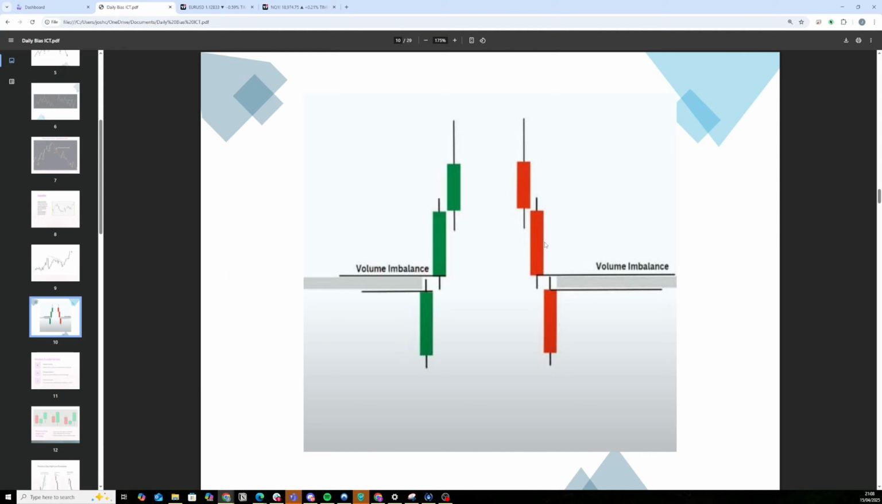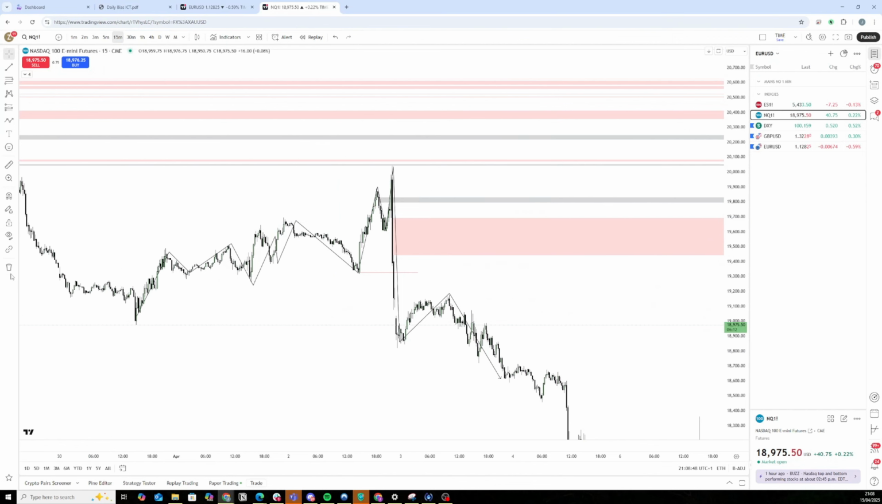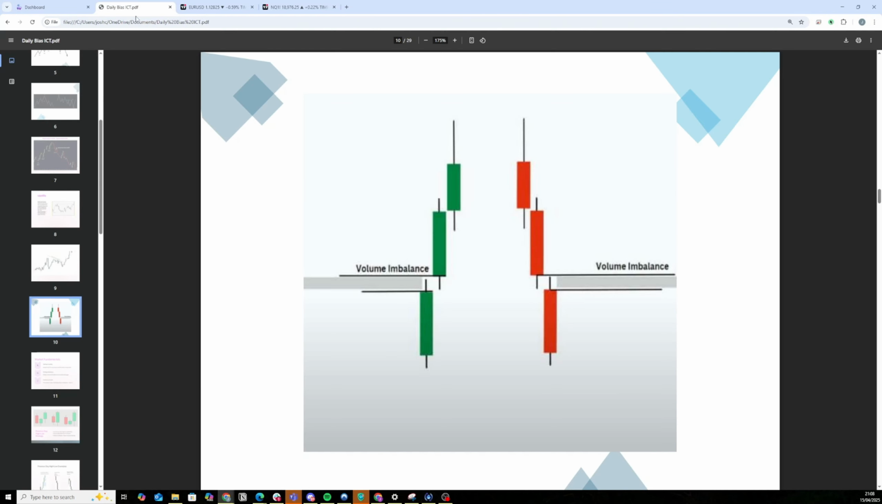The other thing we need to be aware of is imbalance in the market, often referred to as a fair value gap. Imbalance in the market is when there's unequal pressure between buyers and sellers. Price more often than not will come back to fill this imbalance to make the market efficient again. Is everyone clear on what a fair value gap is? For those of you that don't know, I've got a diagram on a later slide. I'll show you that after.